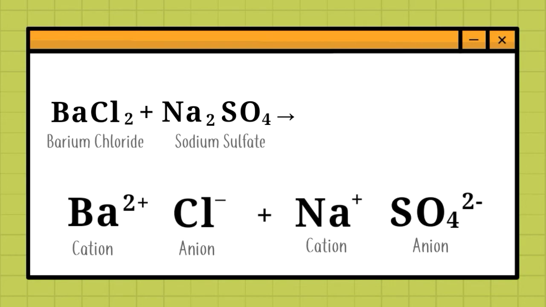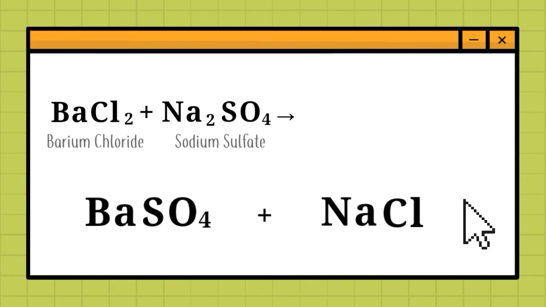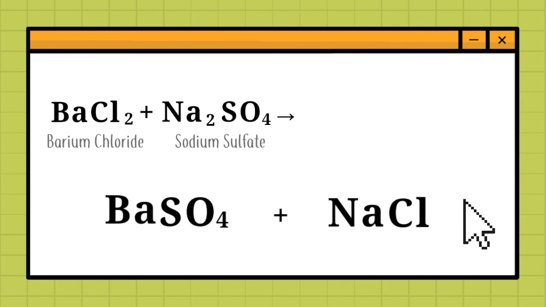We know that like charges repel each other, so our cations Ba2+ and Na+ are not going to come together. Same goes for our anions Cl- and SO4 2-. For a chemical reaction to have taken place, something has to have changed, so we can put the barium back with the chloride and the sodium back with the sulfate. This leaves pairing the barium ion with our sulfate and the sodium ion with our chloride as our only option.